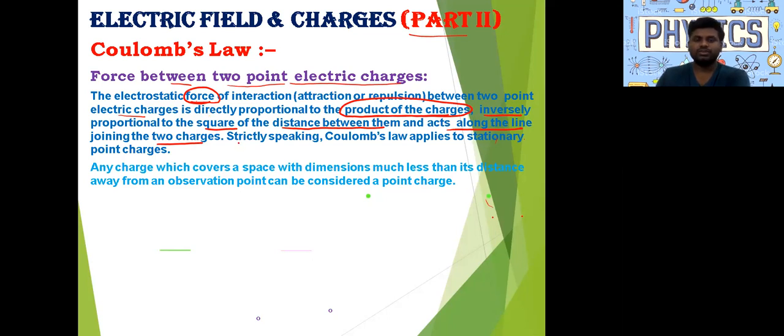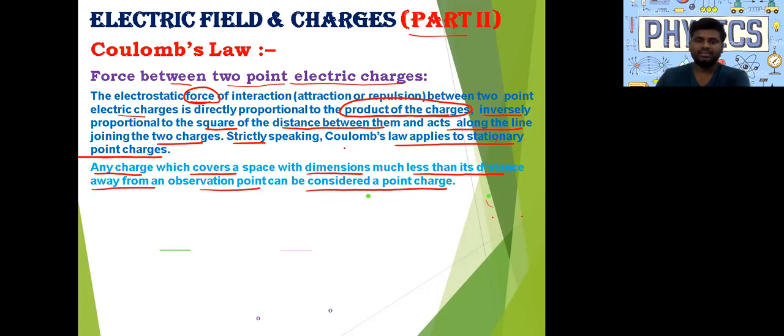Strictly speaking, Coulomb's law applies to stationary point charges. What is meant by point charge? Here is the definition. Any charge which covers a space with dimensions much less than its distance away from an observation point can be considered as a point charge.